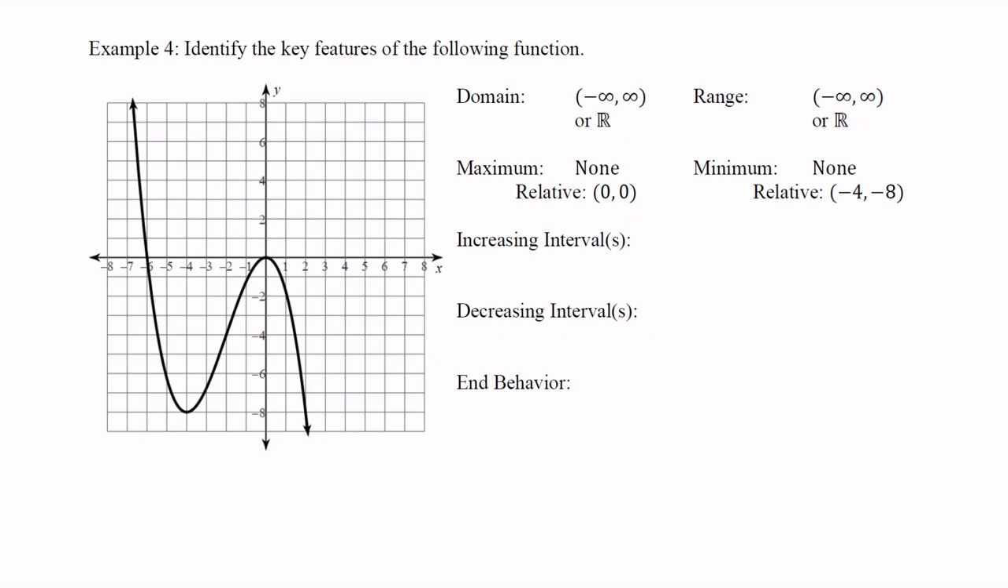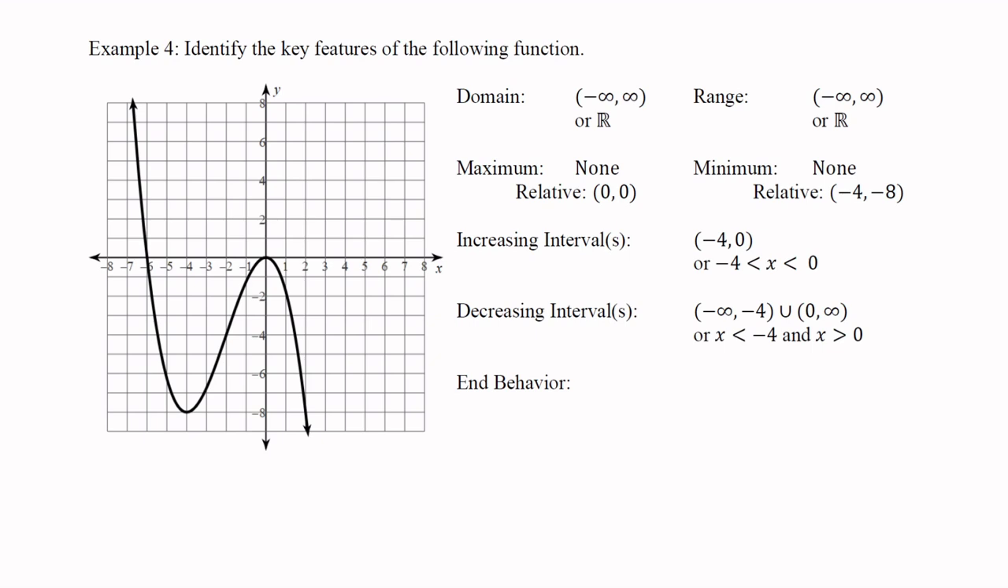Now, increasing intervals. Where is the graph going up? And use your x values to do this. So we're going to start at the left. We're decreasing first, but then we start increasing at x equals -4, and we increase until we get to 0. For our decreasing intervals, we have 2 of them, from negative infinity to -4, and from 0 to infinity.